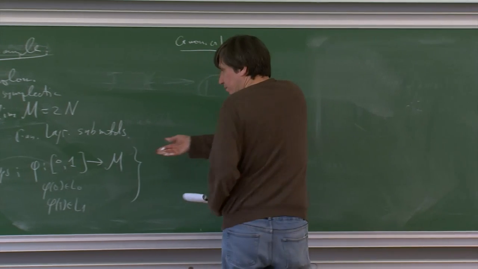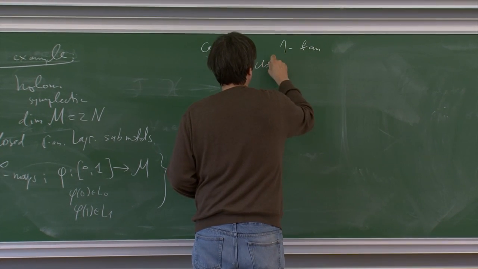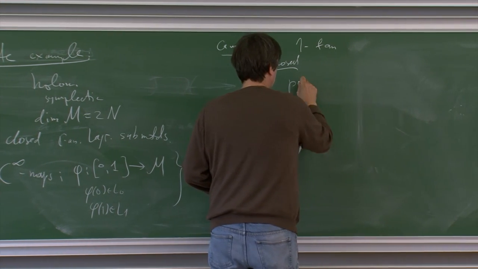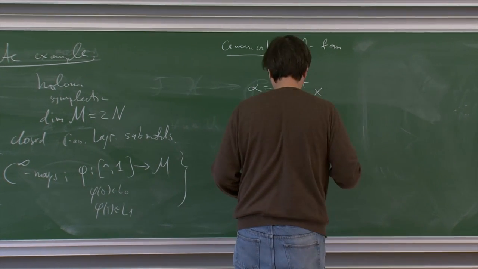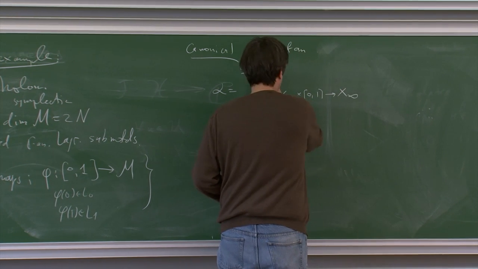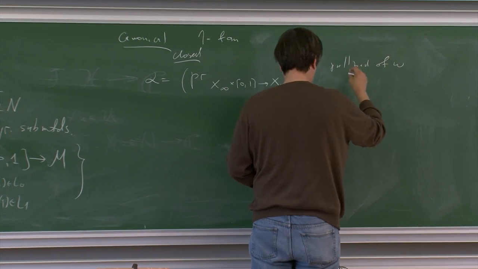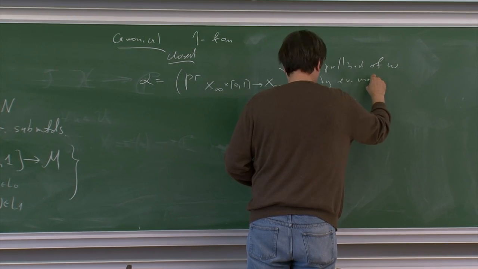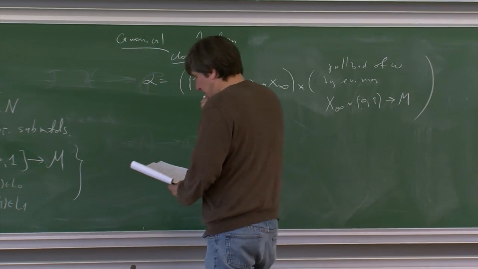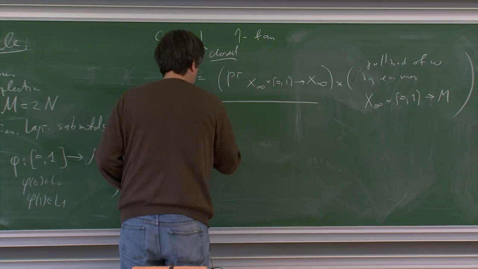The tangent space is complex, and it has a canonical one form, a closed one form. What is this one form, called alpha? You integrate the two form over the interval. What is the precise definition? Take the pullback of omega by the evaluation map, which maps from X times [0,1] to M. It's a one form, but it's not exact.